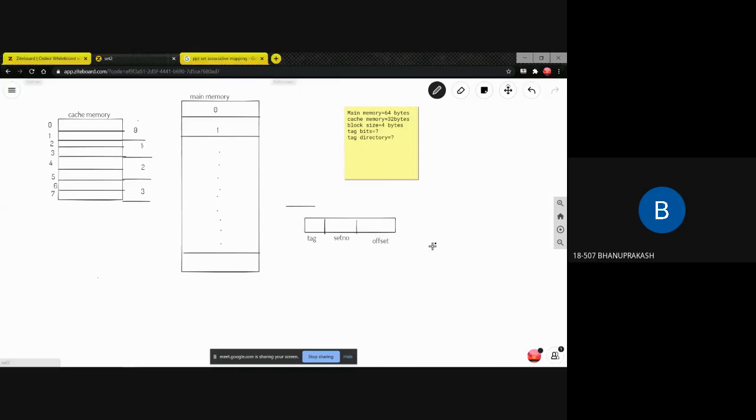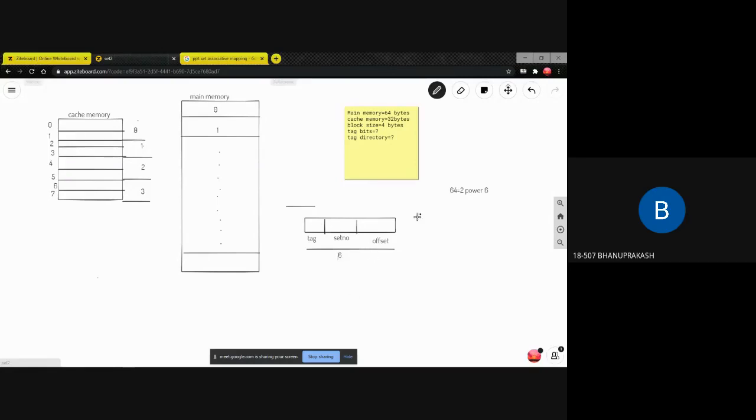It is given that main memory equals 64 bytes. We can write 64 as 2 power 6. The total address of the main memory is 6 bits.